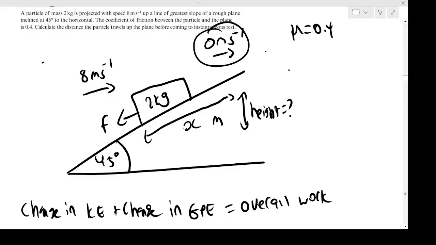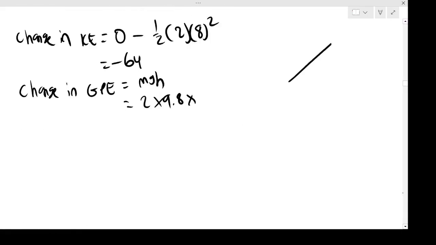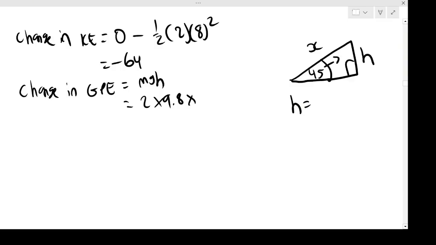So again, I'm going to construct a little triangle to help me work out the height I want. So again, the angle is 45. The distance travelled up the slope is x, so I'll go up by x. I want my height h. So that means, again, if you SOHCAHTOA, h, which is the opposite, is going to be x times sine 45. It's going to be in terms of x. So that means sine 45 is root 2 over 2. So h is root 2 over 2 lots of x.